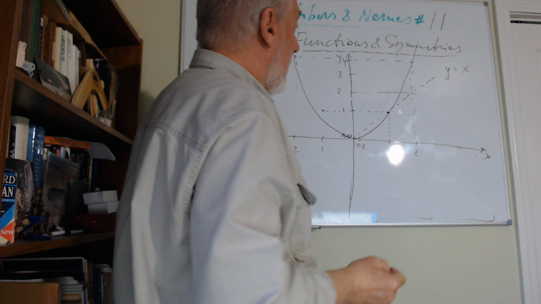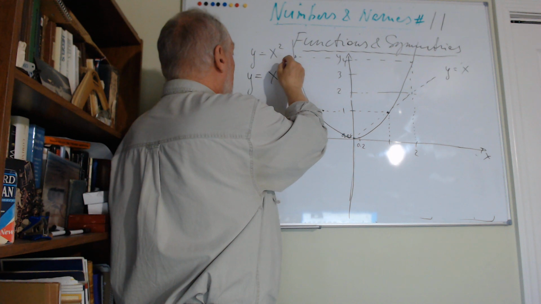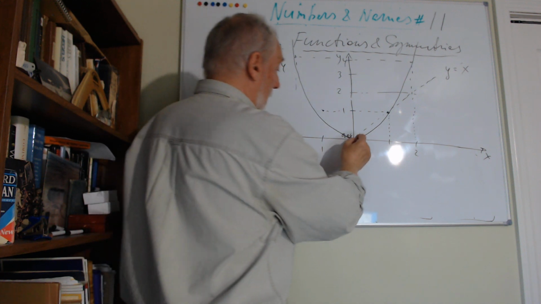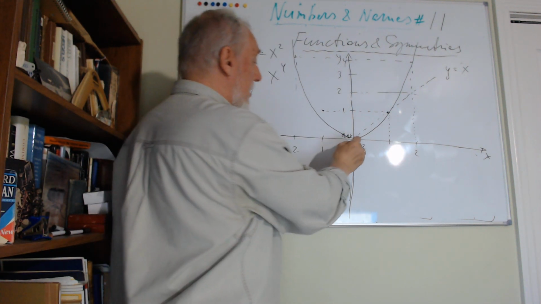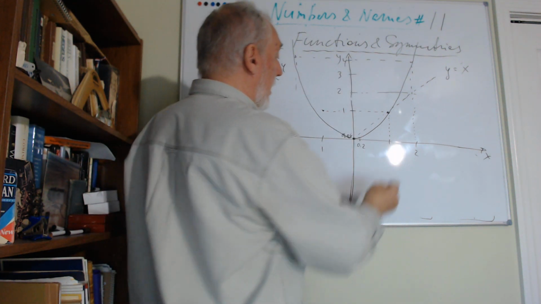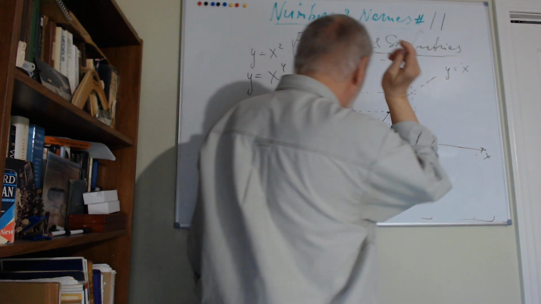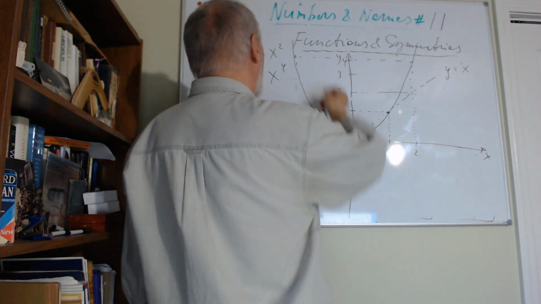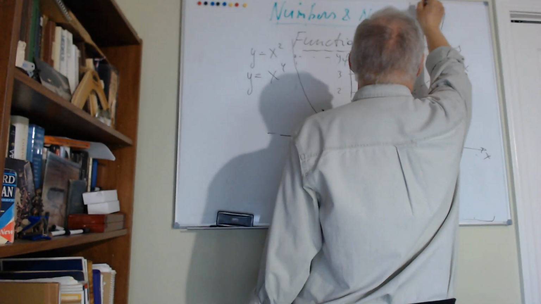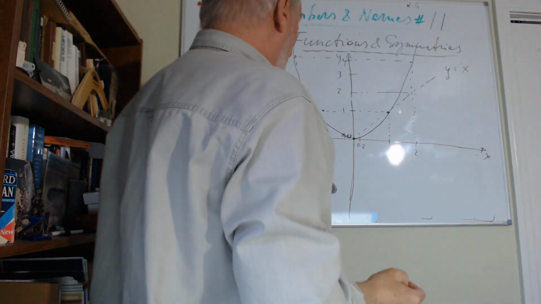Now let's try another, which is named x to the power 4. If x is 0, y is 0, so here is the same point, right? If x is 1, y is 1. If x is 2, it will be 16, somewhere higher there, right?